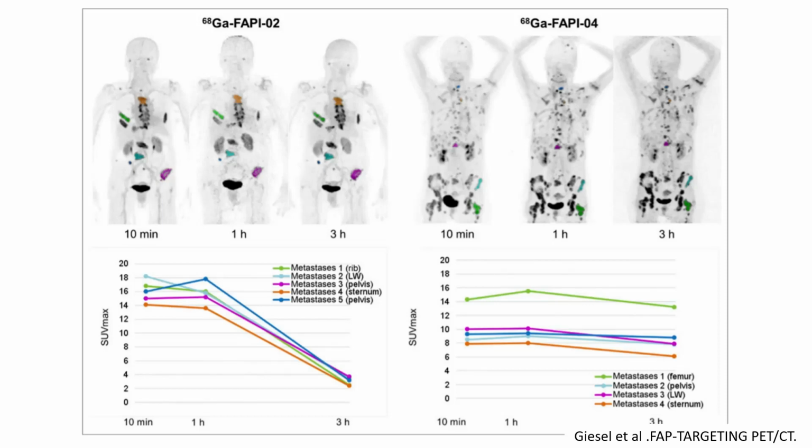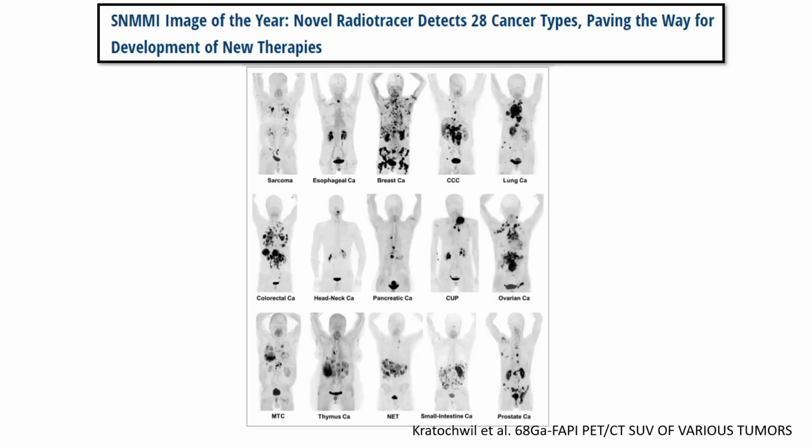We can see FAPI2 shows a very quick uptake with higher SUV compared to FAPI4. But if you see later time points, at higher incubation time, it has a quick washout from all the lesional sites. So if I want to take an image at later time points, I might not get an optimal SUV value, which will help me confidently say whether it's a lesion or not. That's why FAPI4 is pretty optimal, because it shows good tracer uptake and tracer retention at the metastatic site. And that's the SNMMI Image of the Year.